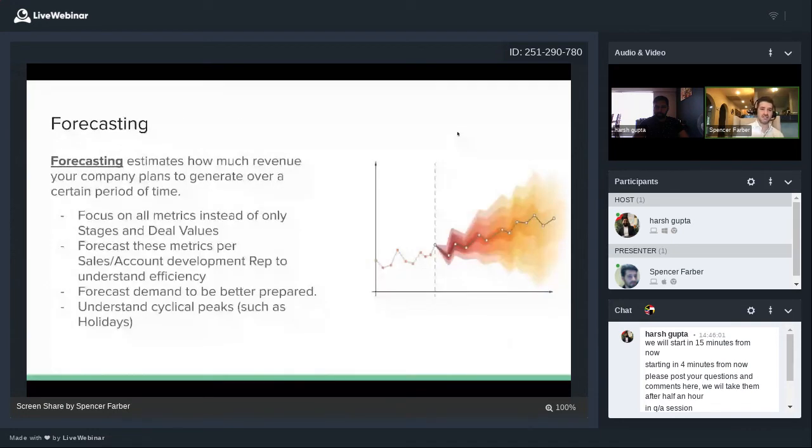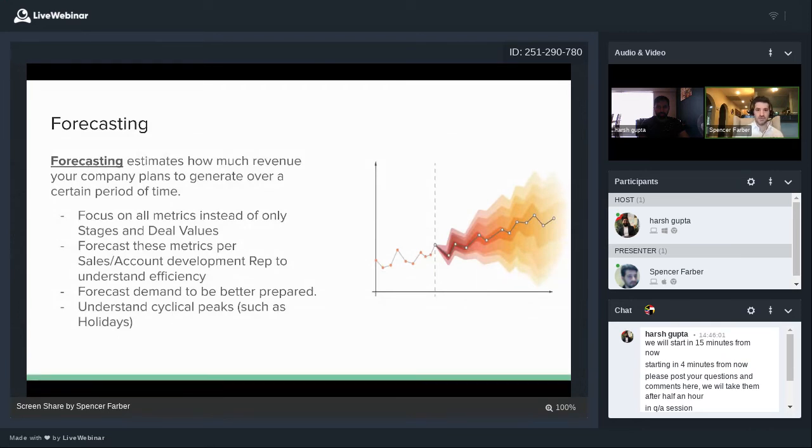And then forecasting. Forecasting is really important. I've been in a lot of roles as VP of sales, director of sales. You always have the need to understand what your trajectory looks like for the next quarter, sometimes the next month, the next year, etc. Not only is it important to know what to expect, but also to know if you're not going to hit what we're expecting, so you know how to get there.